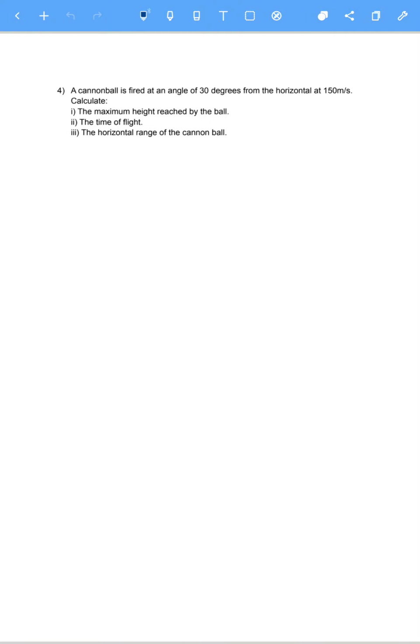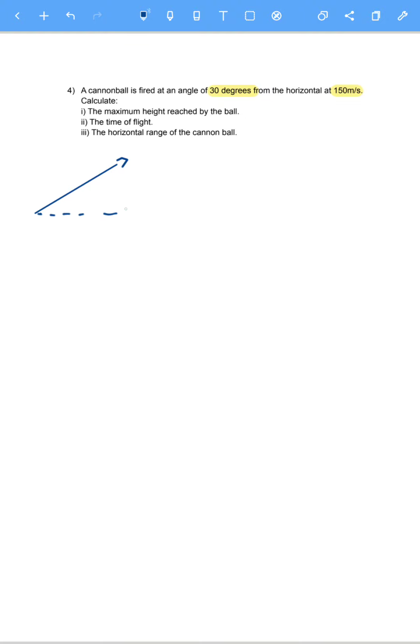So on this one, we've got a cannonball being fired at an angle of 30 degrees from the horizontal at a velocity of 150 meters per second. So we're going to calculate three things. We're going to find the maximum height reached by the ball, the time of flight, and the horizontal range of the cannonball. So first of all, we need a little diagram to indicate what's exactly happening.